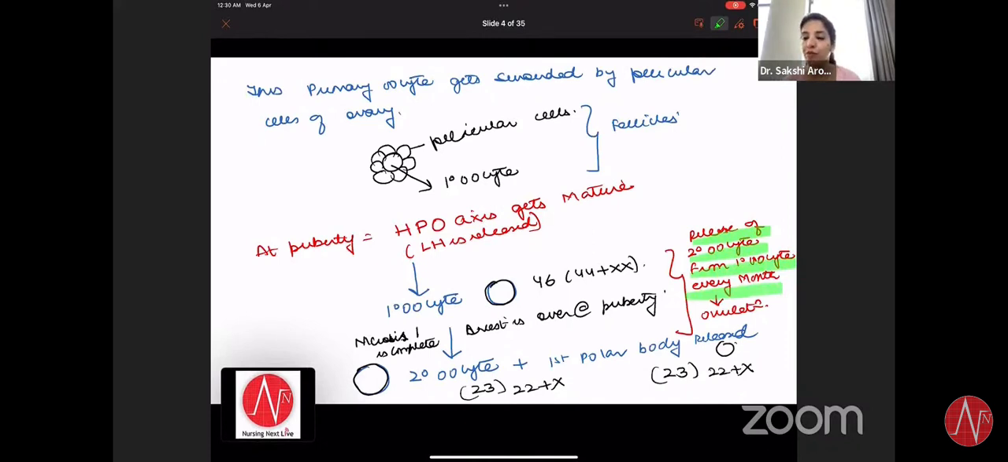Clear to all of you? Yes. So have you understood? Meiosis 1 का arrest तो every month over होता है. Every month ovulation happens. Every month a secondary oocyte is released from primary oocyte, and that process is called ovulation. But meiosis 2 का arrest will happen only if the female is about to get pregnant, right? Now, because release of secondary oocyte from primary oocyte is called ovulation.